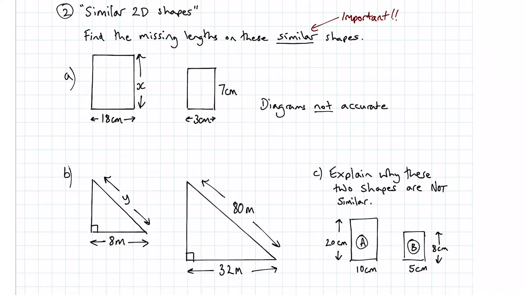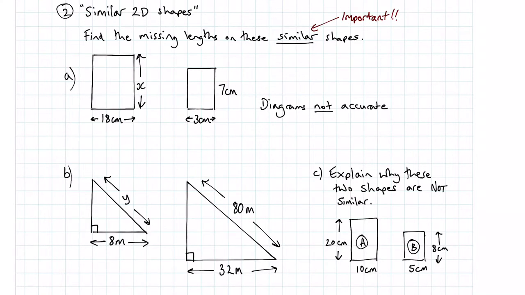Same is true here. There's some sort of relationship between these matching sides. Question C is all about when shapes are not similar. So in this case here, you might think to yourself, oh, they're similar, look, there's some sort of connection here. And it's your job to actually have a look and see if that's also true there. And you have to explain why there's something wrong with these shapes and they're not similar.